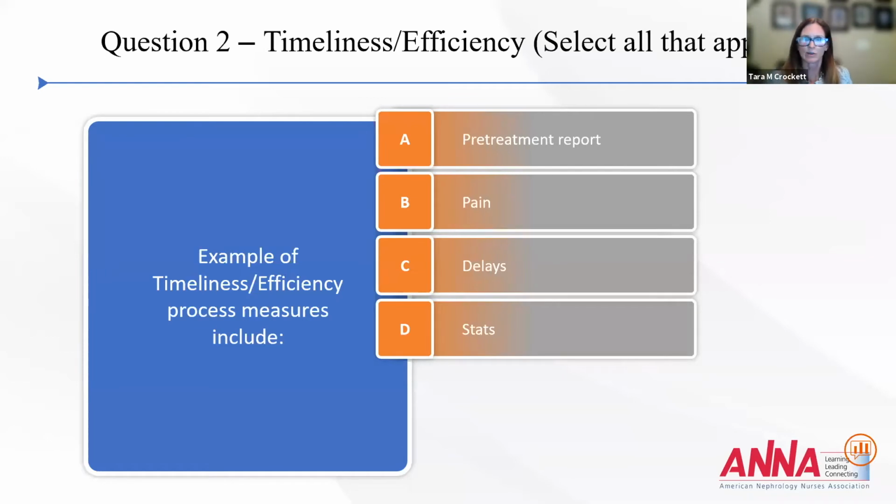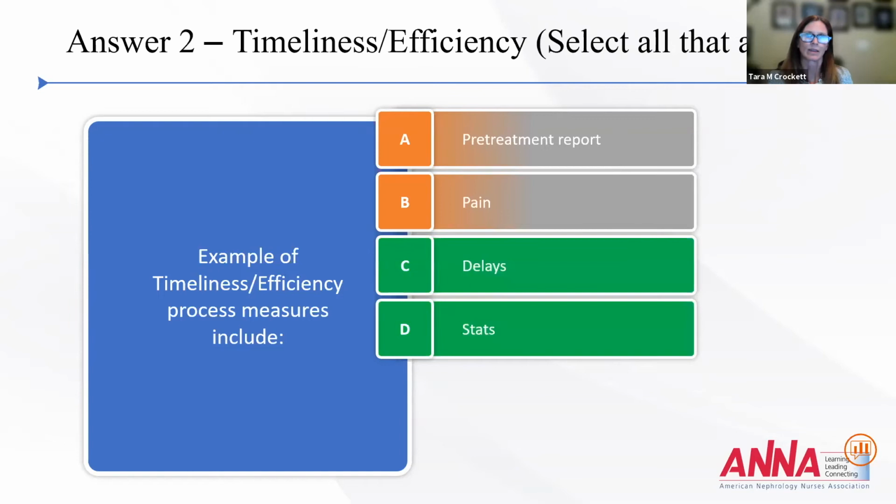All right, so we have 52% say pre-treatment report, 61 say delays, and 27 say stats. And we have a smattering of pain. So now I'll show you the answer. The measuring percentage of delayed treatments is an example of a timeliness measure. Remember, that's to avoid harmful delays and reducing waits.